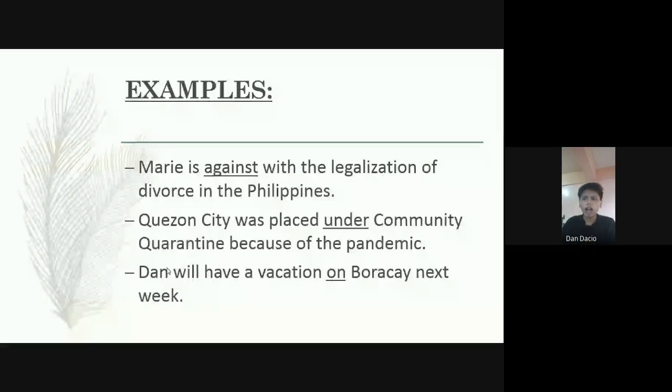So let's try to use it in a sentence. So examples. Marie is against with the legalization of divorce in the Philippines. So the preposition used in the first sentence is against. Next is Quezon City was placed under community quarantine because of the pandemic. So the preposition used in the second sentence is under. Next is Dan will have a vacation on Boracay next week. So the preposition used in the third sentence is on.